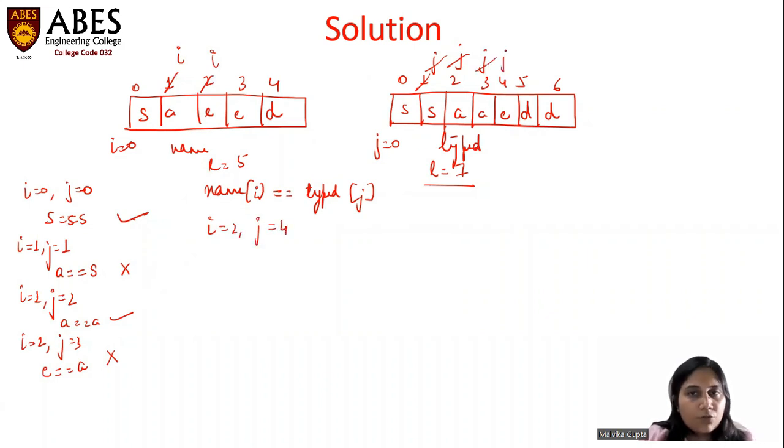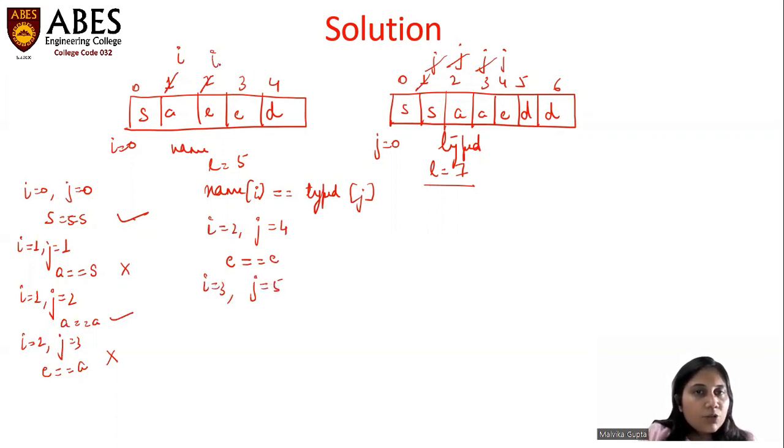The index j will move to 4. Now, i is 2. It's okay. And at 4, we will find out in the type that e is occurring. This is matched. This is actually matched. So what will happen? i will become 3 and j will become 5.